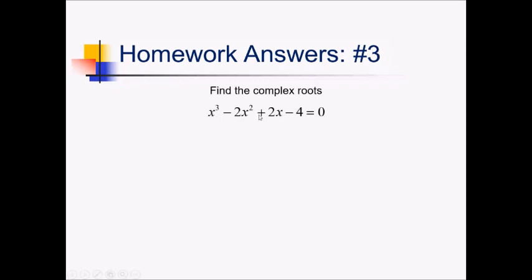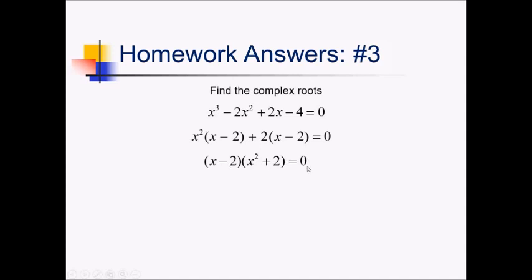On this one, it doesn't look like I can take out any common factors, but since I have 4 terms, that tells me that we might be able to do this by grouping. So taking a look at my first two terms, I can factor out an x squared. That leaves me with x minus 2. For the next two terms, I can take out a 2. That leaves me with x minus 2. Well, now I can take out that common factor of x minus 2, and that leaves me with x squared plus 2 in another parentheses.